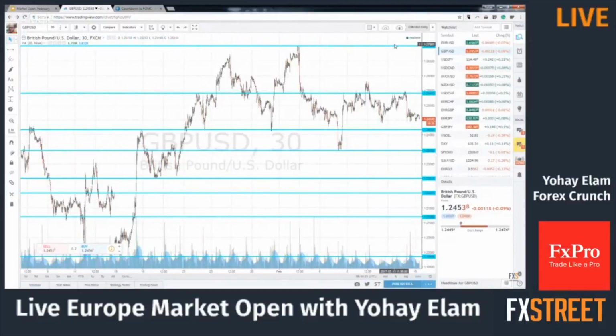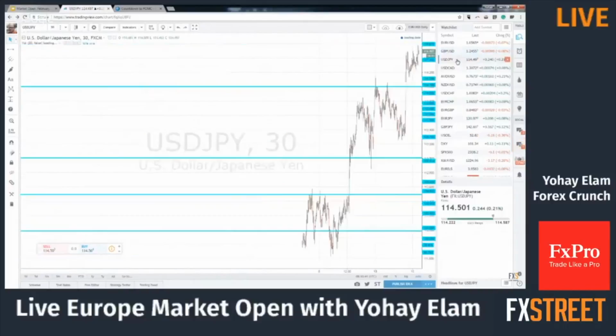To the top side, 125.40 remains resistance. It's followed by 127 round line, and then the initial post-Brexit low, 127.90. So pound dollar more or less in range in the past few days. We have quite a few more indicators to move the pound later on.